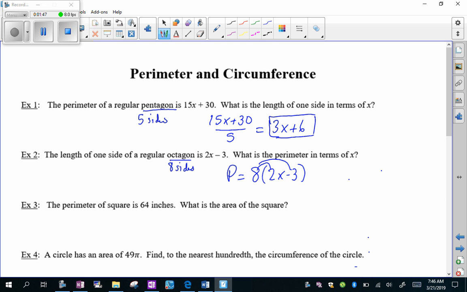So when we multiply those two terms, we're going to get 16x minus 24. And that's our answer. All right.